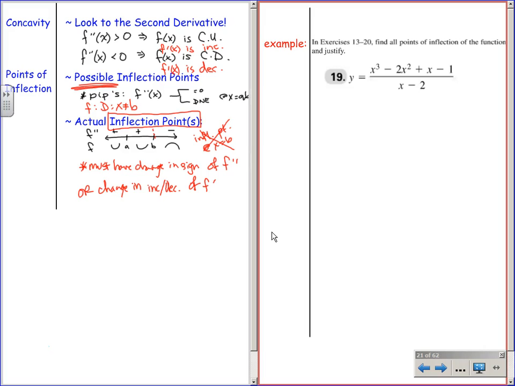Big quotient and product. Bottom minus top.